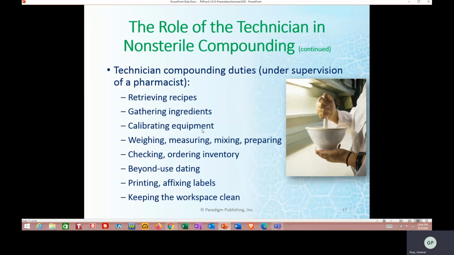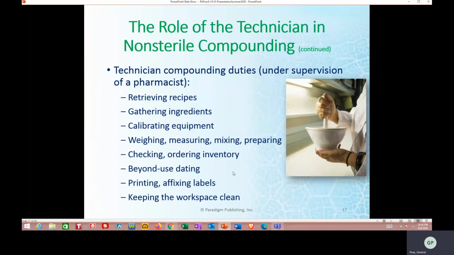Calibrating equipment. You want to make sure that your scale has been calibrated. This is not something you would actually do as a technician. This is more a pharmacist's responsibility, to make sure the equipment is properly calibrated and actually working. Then you have to do your weighing, your measuring, your mixing, preparing, checking, and ordering inventory in case you don't have the product.